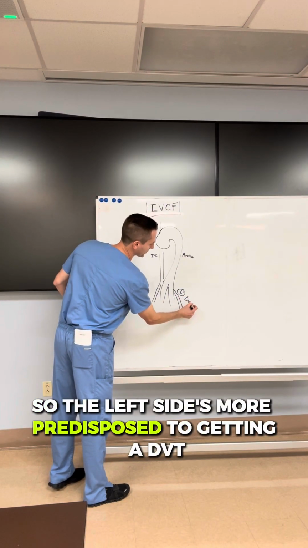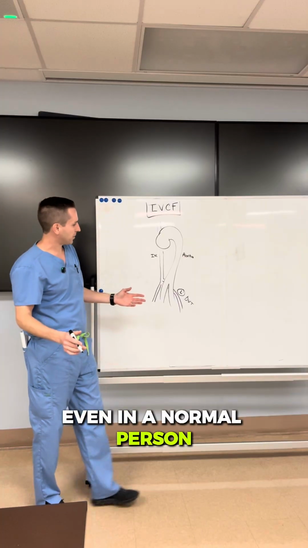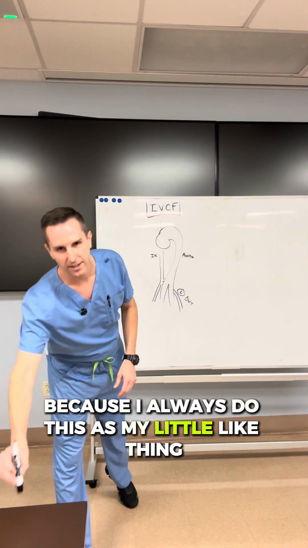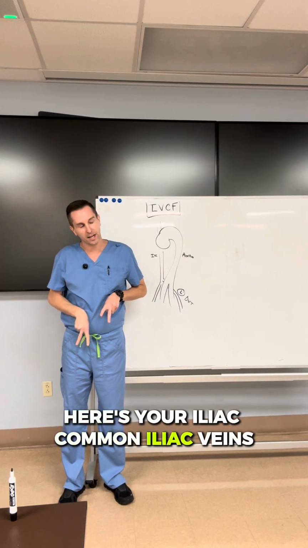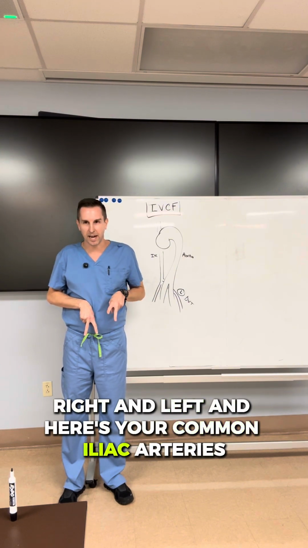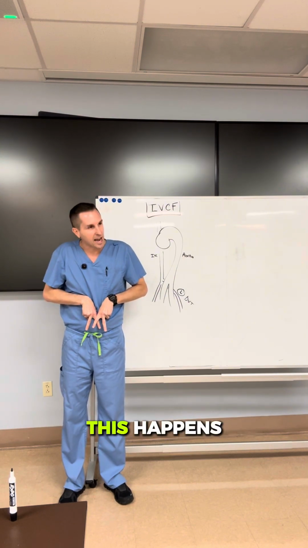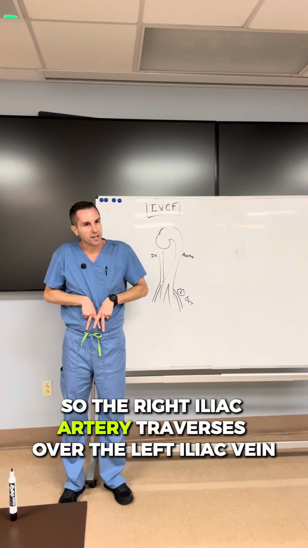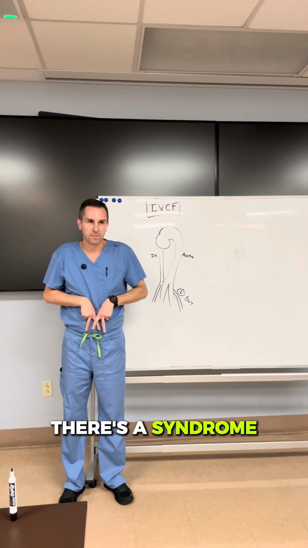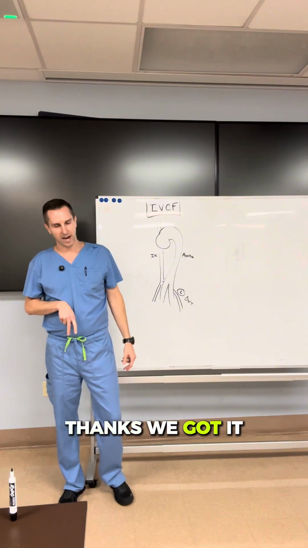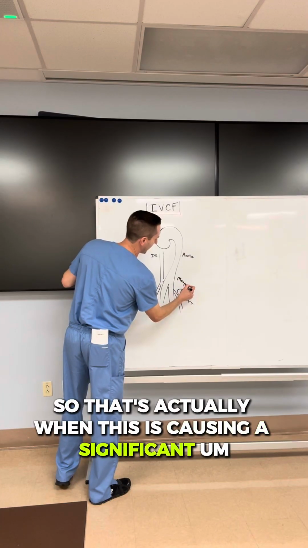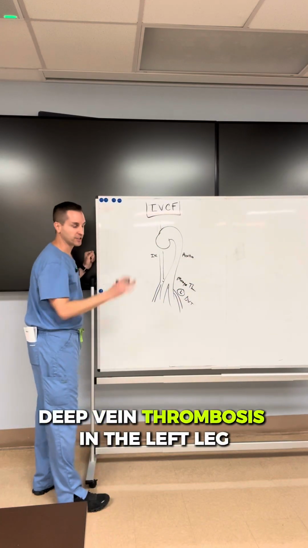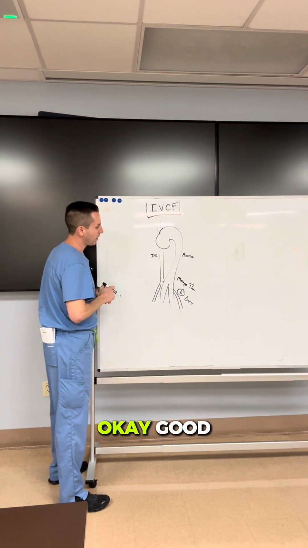So the left side is more predisposed to getting a DVT, even in a normal person, because I always do this as my little thing. So here are your iliac veins. Here are your common iliac veins, right and left, and here are your common iliac arteries, right and left. This happens: the right iliac artery traverses over the left iliac vein. There's a syndrome. It's called May-Thurner syndrome. So that's actually when this is causing a significant deep vein thrombosis in the left leg. That's May-Thurner syndrome. Okay, good.